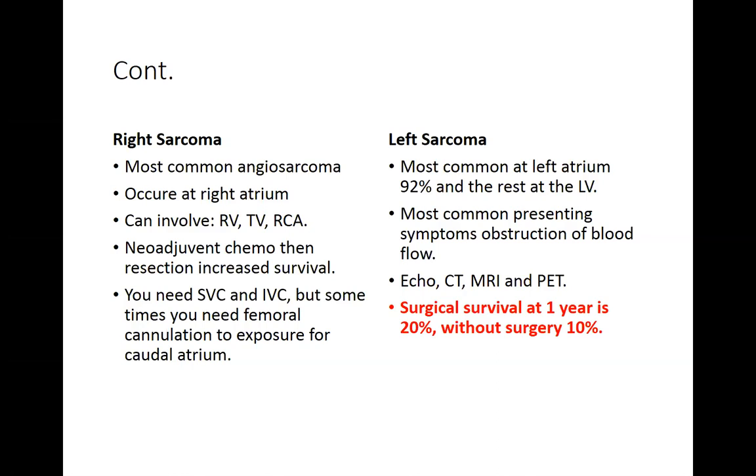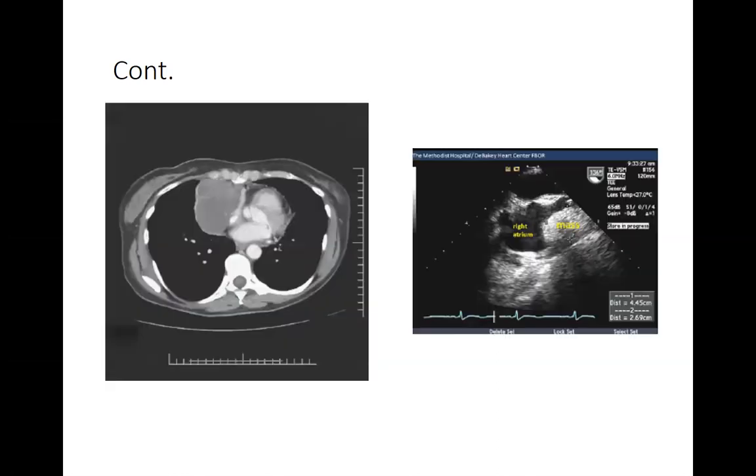Left sarcomas are most common at the left atrium, 90% at the left atrium, and 80% happen in the left ventricle. The most common presentation is obstruction or heart failure. Diagnosis is by echo, CT, MRI, and PET scan. Survival is also dismal. At 1 year, it's 20% with surgery. Without surgery, it drops to 10%.